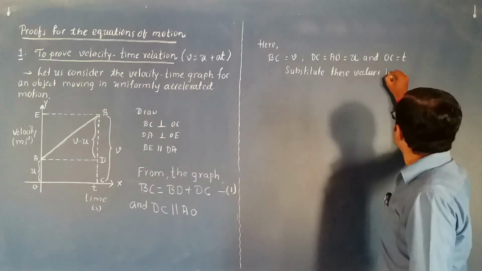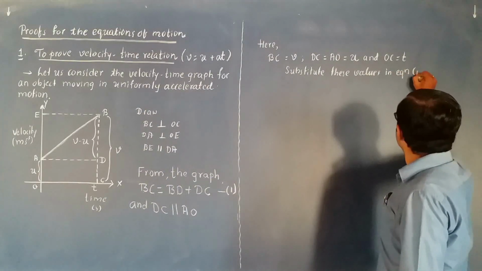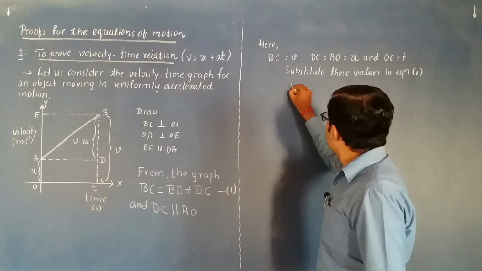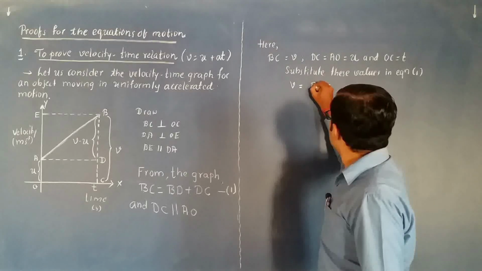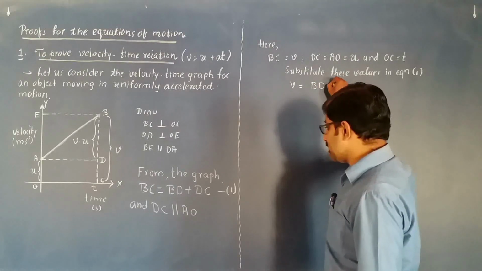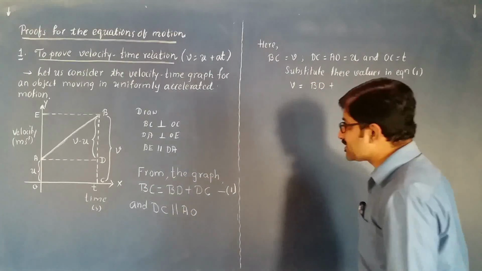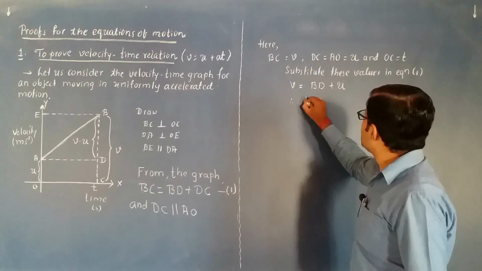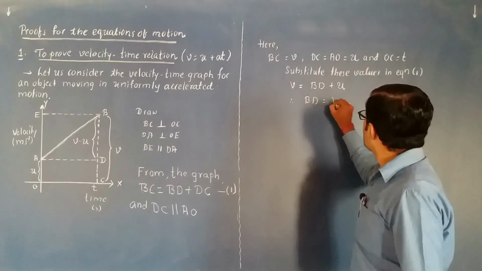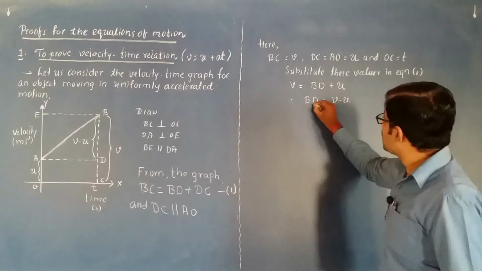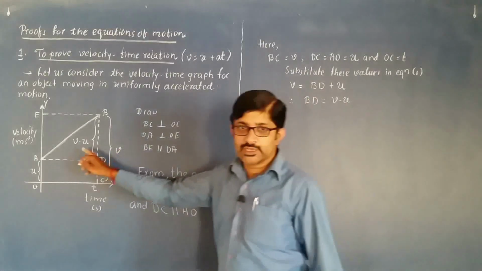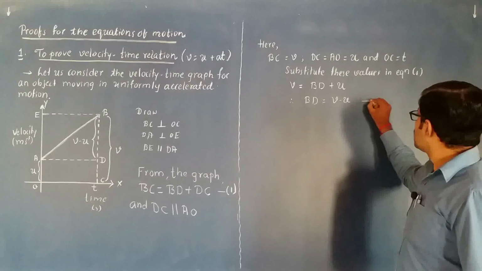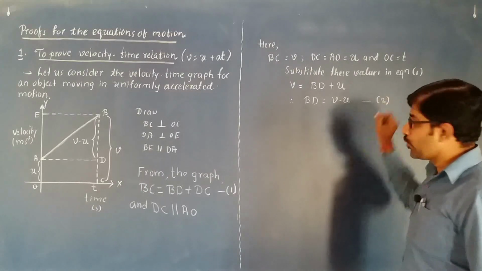So substituting values in equation 1, we get V equal to BD plus DC, which is U. Therefore, you can write BD is equal to V minus U. So this is how V minus U comes here. Okay, BD is equal to V minus U. Call this equation number 2.